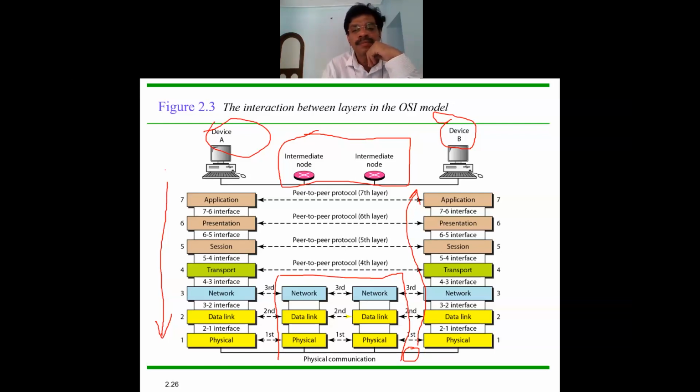Sir, in the 7th, 6th, 5th and 4th layers they have a peer-to-peer protocol, and the 3rd, 2nd and 1st layers are not having that. Means in the diagram you showed last time, network, data link. So why is that?